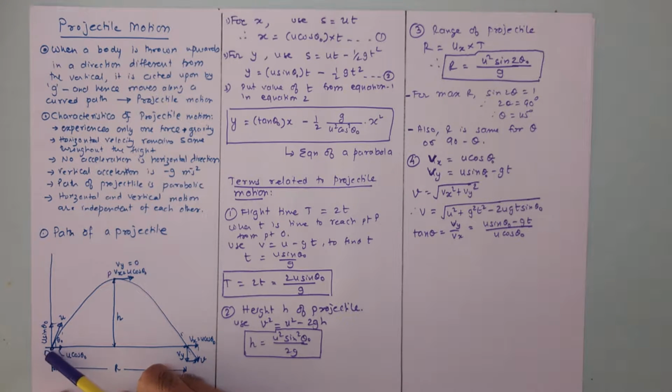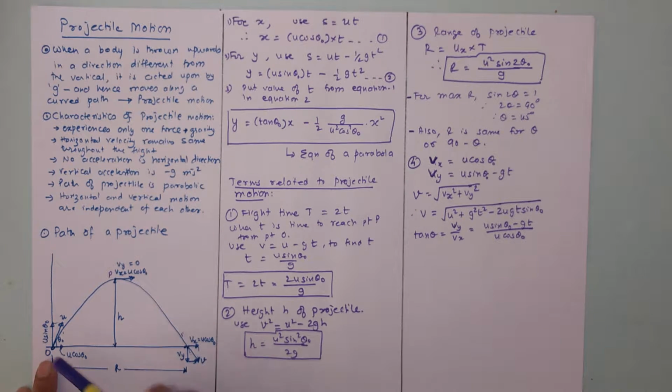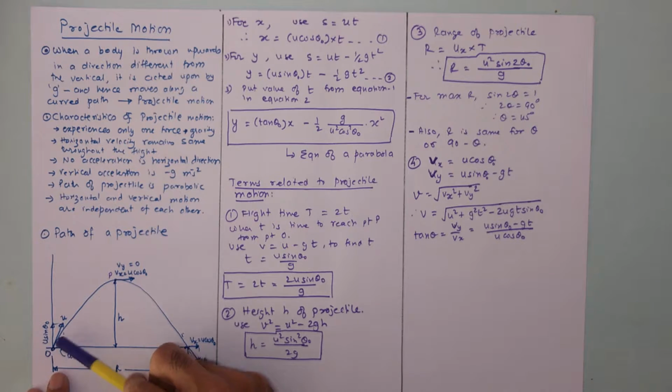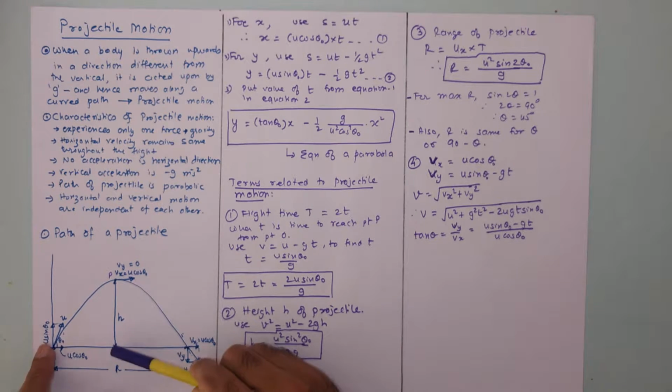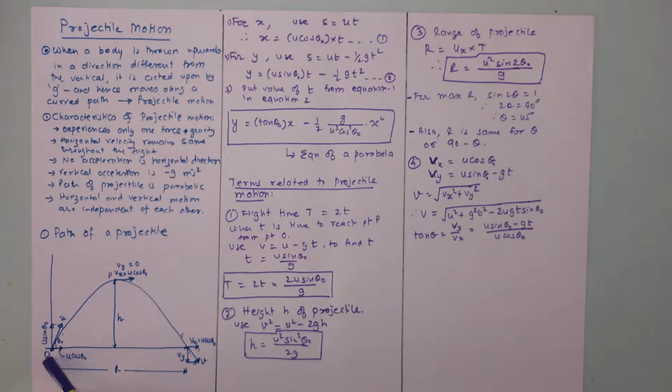Let us say an object is performing projectile motion. It is thrown into the air from here, and this is its journey. The initial angle is, let us say, theta 0. Initial velocity is u. So the horizontal component here is u cos theta 0, and the vertical component initially is u sin theta 0. Now, as we discussed earlier, the horizontal velocity u cos theta 0 will remain throughout.